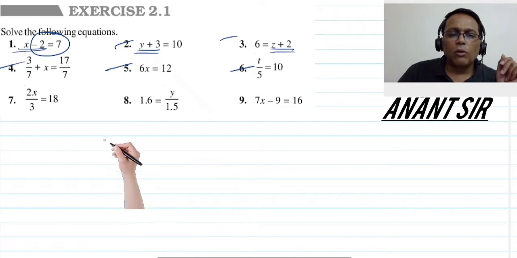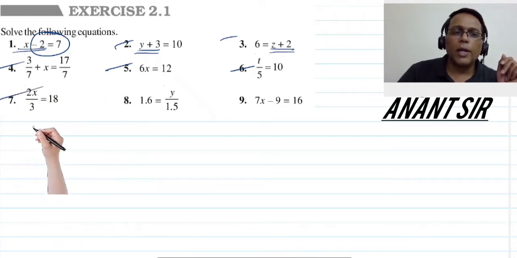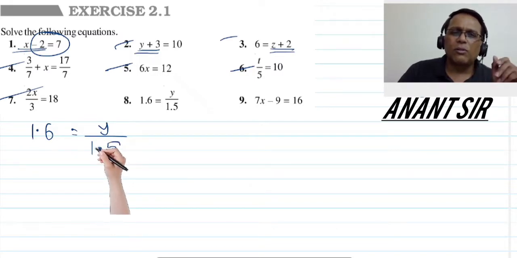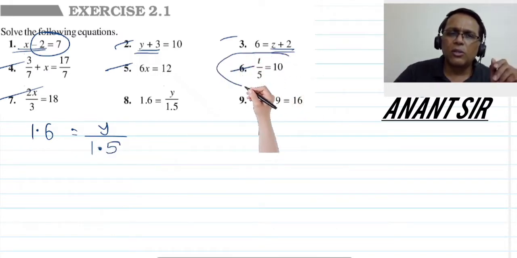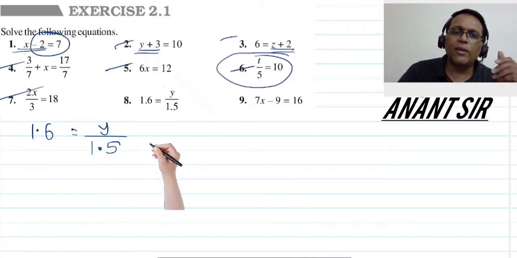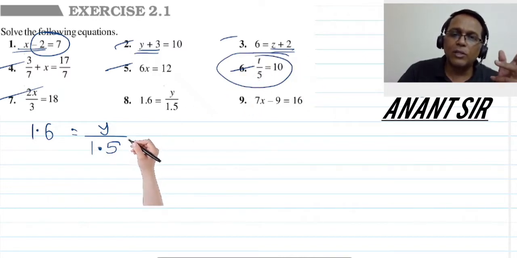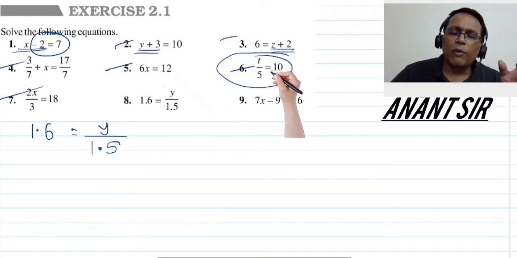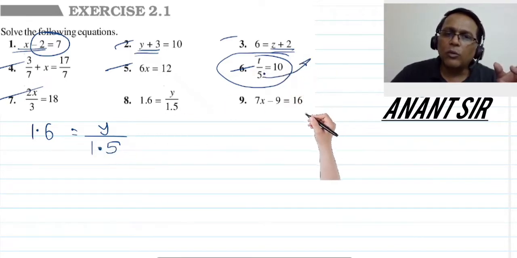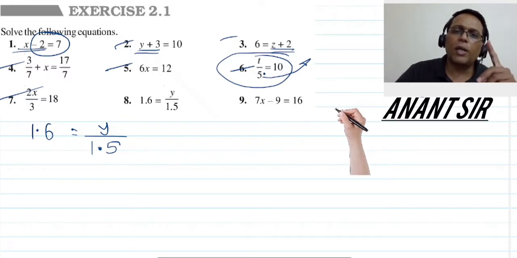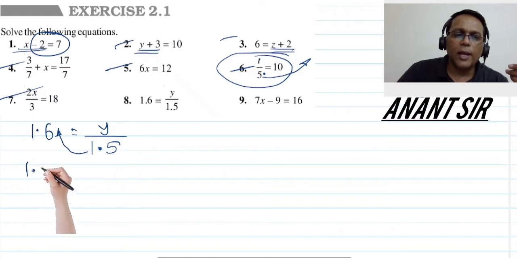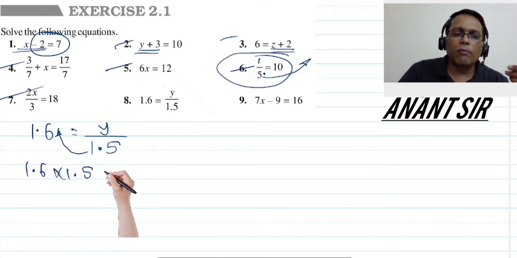Now we move on to the question number 8. Question 8 is 1.6 is equal to y upon 1.5. What is different here? It's just like question 6. Only difference is the variable is different. In numbers there are decimal points. That's it. So what we did in question 6, we took this 5 to the other side, divided by 5 became multiply. Similarly here 1.5 will go to the other side and divided by 1.5 will become multiply there.